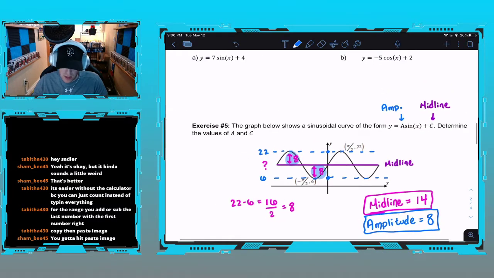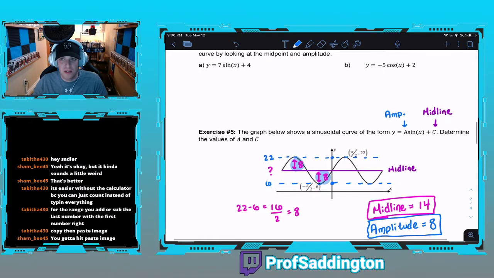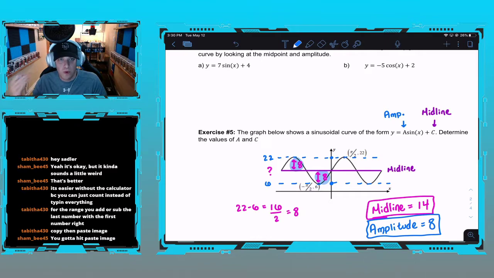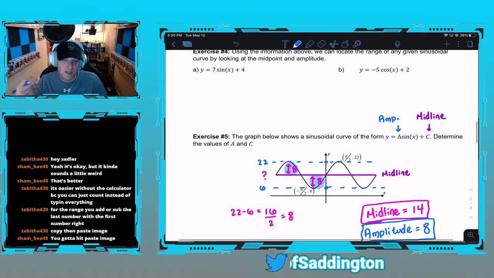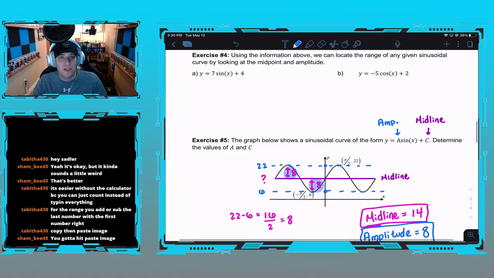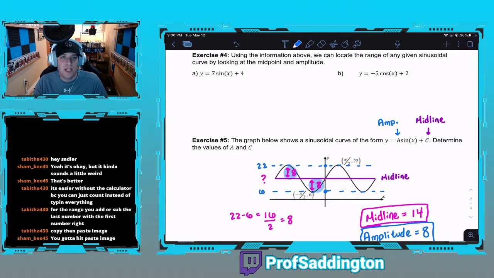Okay? I know we're going to go a little bit over today, but I just got to show you guys one more thing, and that's going back to question number 4. It's going to be very similar. It's still talking about these two things. We have to find number 4. It says using the information above, but I guess it's saying from what we did above. We can locate the range of any curve by looking at the midpoint and the amplitude.